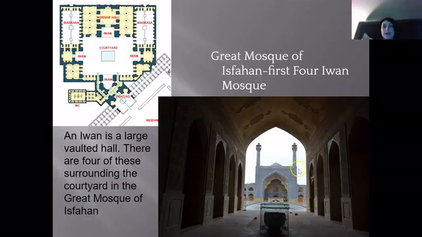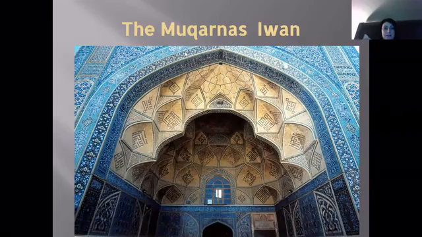So this is a four-Iwan mosque. And if you look up here on the floor plan, you can see this. Iwan, Iwan, Iwan, Iwan, and then here is this incredible, very decorated Iwan right there in the center. And off to the side, you can see madrasas, which were schools. There were places for community service. There were hospitals. There were all of these different things incorporated into this.